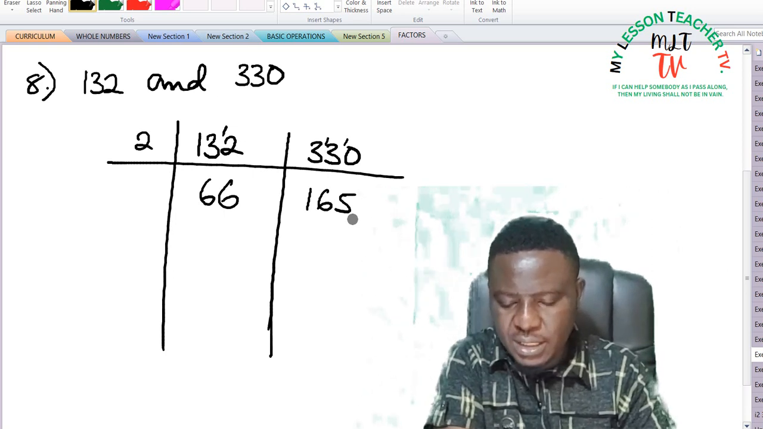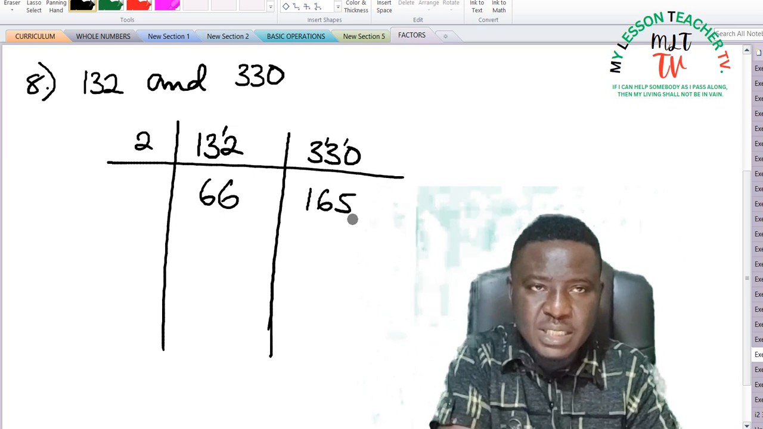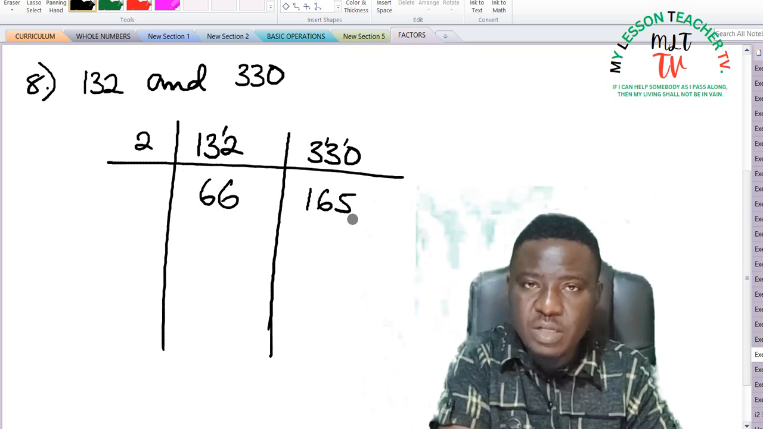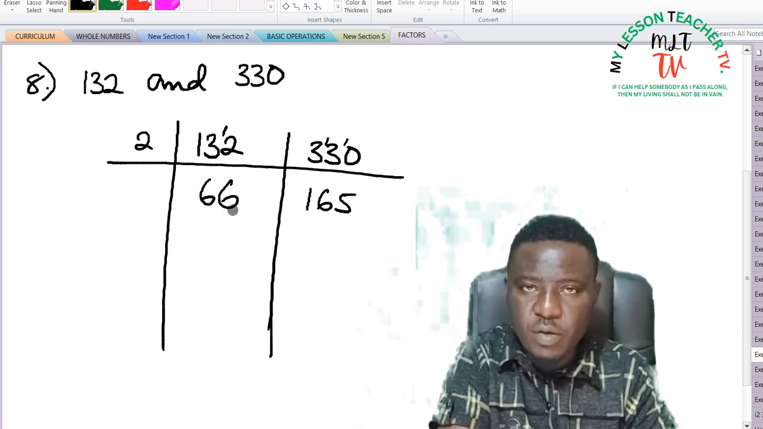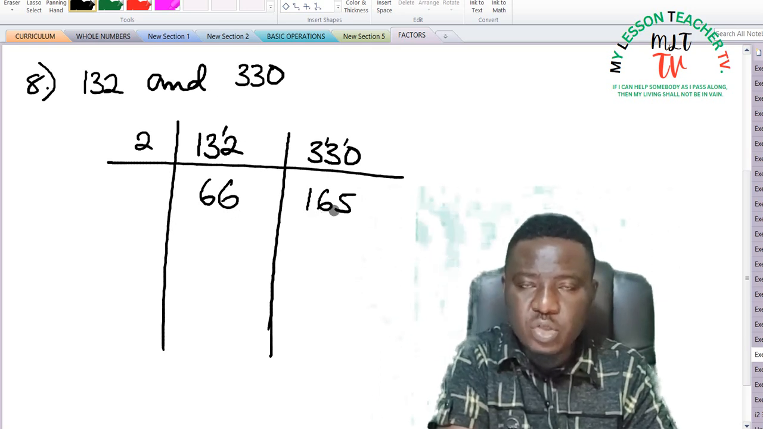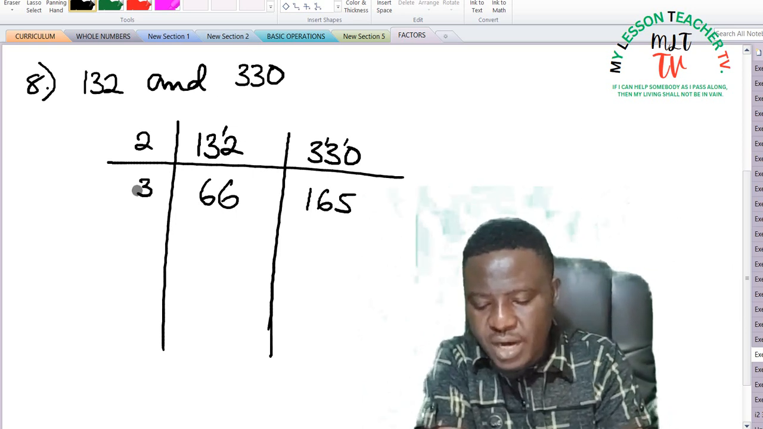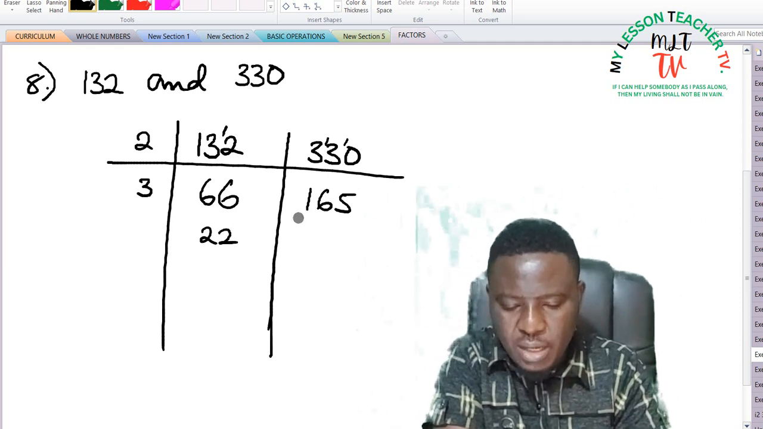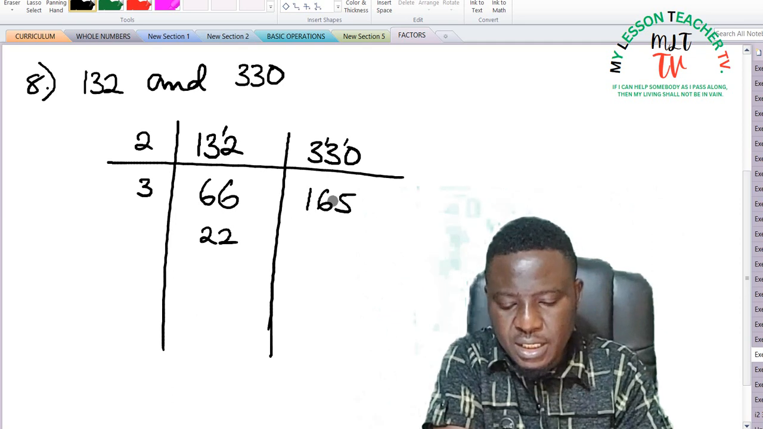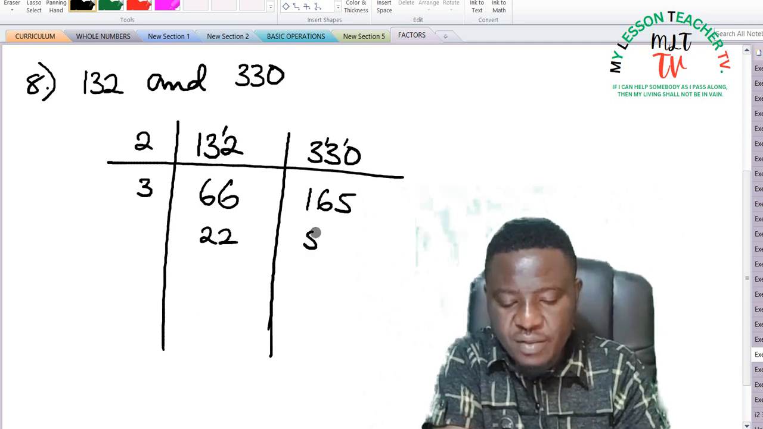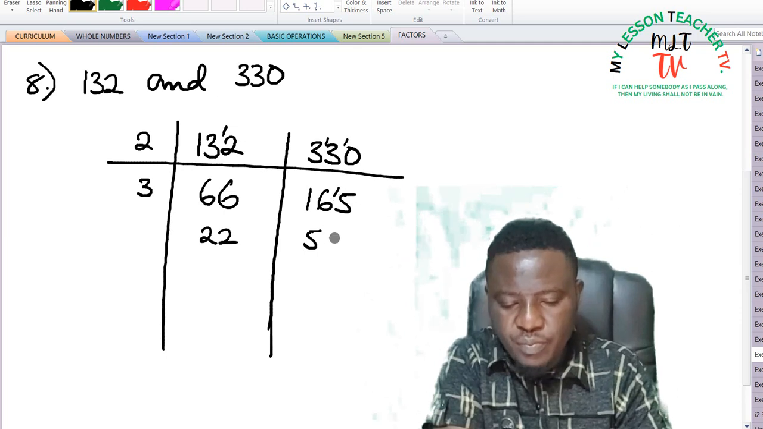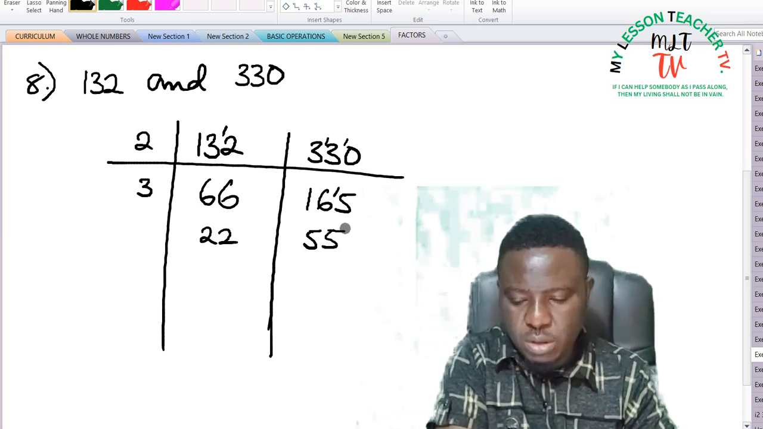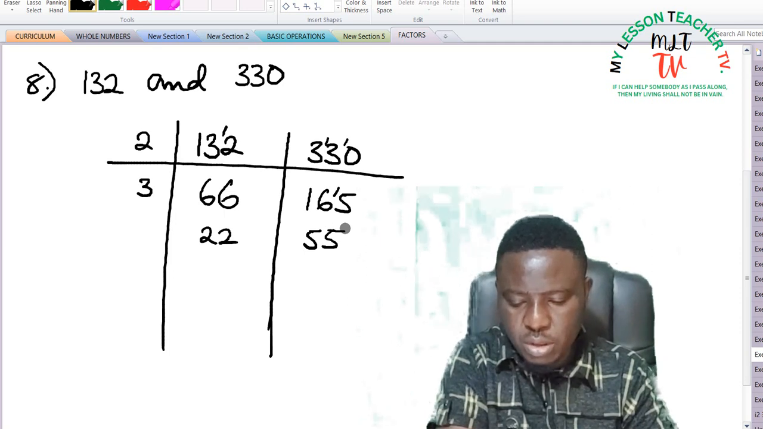Can 3 divide? The condition for divisibility by 3 is that the sum of the digits of that number must be a multiple of 3. 6 plus 6 is 12, and 12 is a multiple of 3. 1 plus 6 is 7, plus 5 is 12, which is also a multiple of 3. So 3 can divide. 3 into 66 is 22. 3 into 165 is 55. 3 can no longer go because they are not multiples of 3.